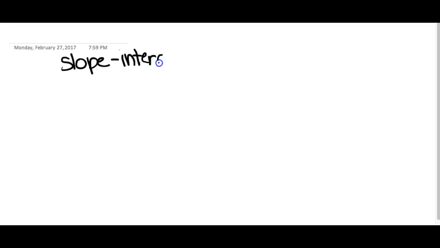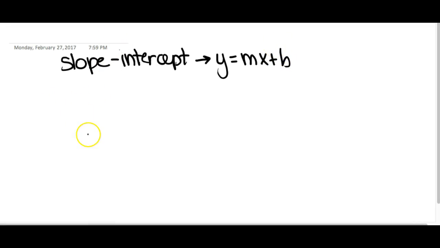Gentlemen, today we are going to talk about slope-intercept form and how to graph that. So if you need to, please go back and review how to convert into slope-intercept form, which is y equals mx plus b. We're going to start with a nice easy equation.